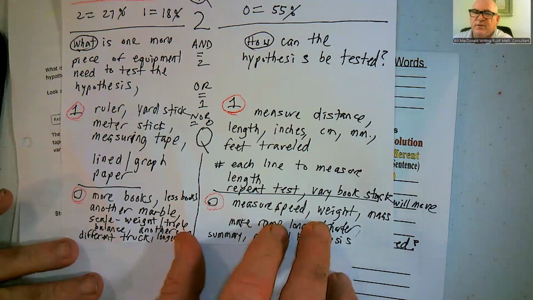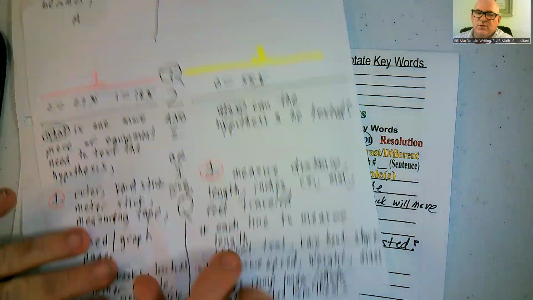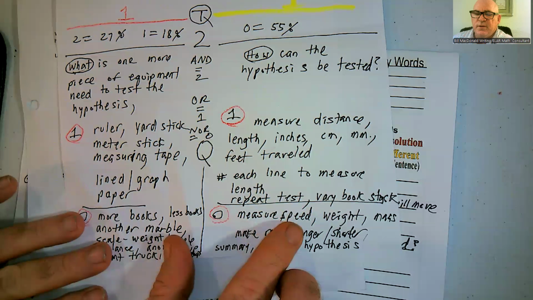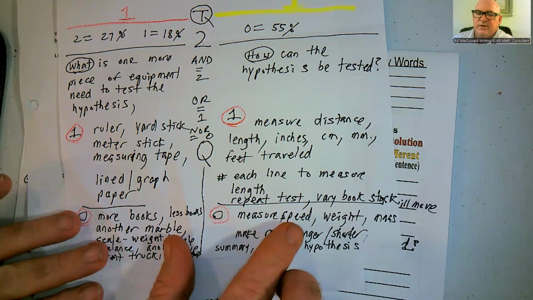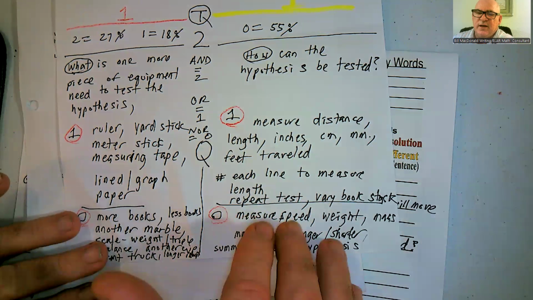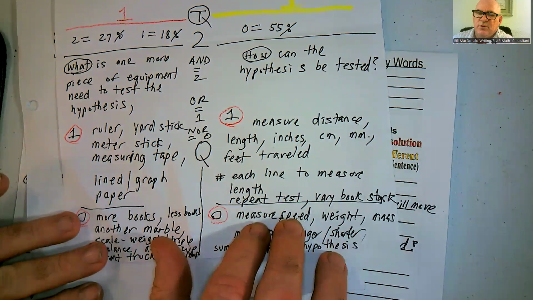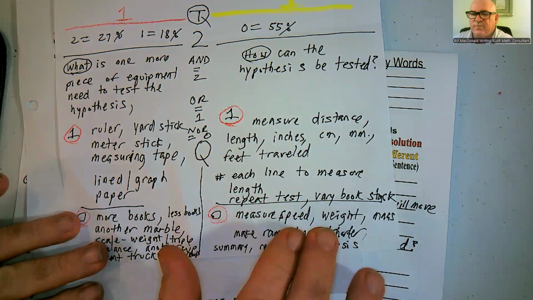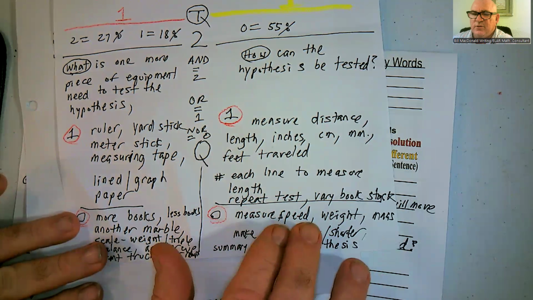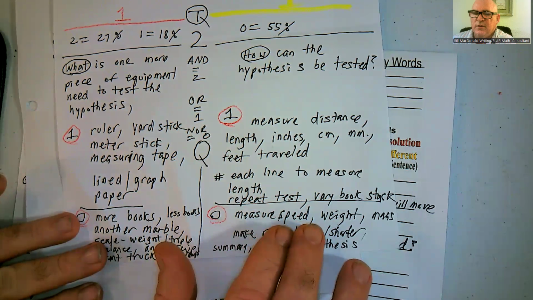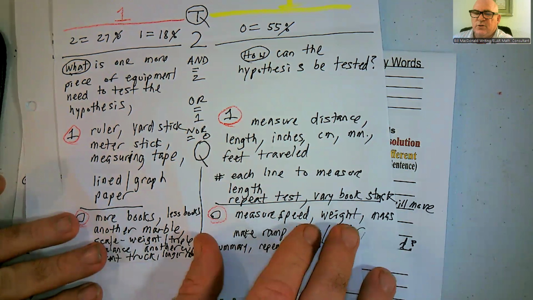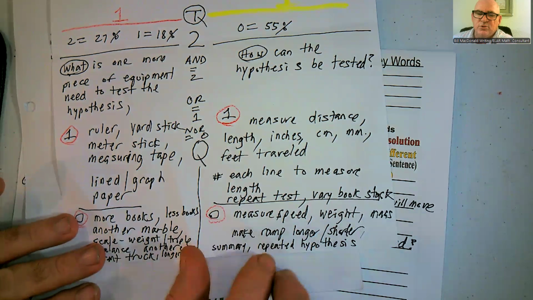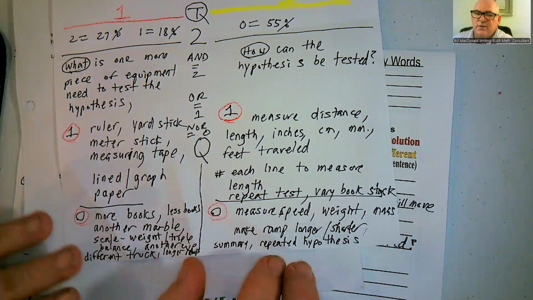Some of the ways that were wrong on how the hypothesis can be tested was you're going to measure the speed. No, speed does not affect distance directly. They had to make a direct connection between the speed of something and how far something goes. If they didn't do that, then they couldn't get the point. Okay. We're gonna check the weight. No, we're not gonna check the mass. Make the ramp longer, shorter, none of those things on either side.